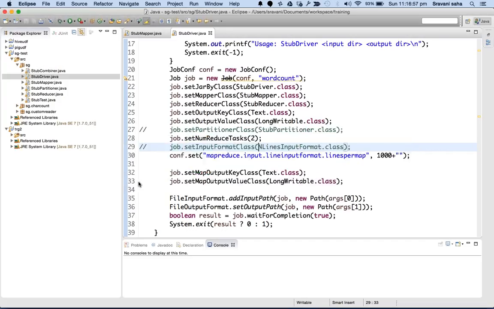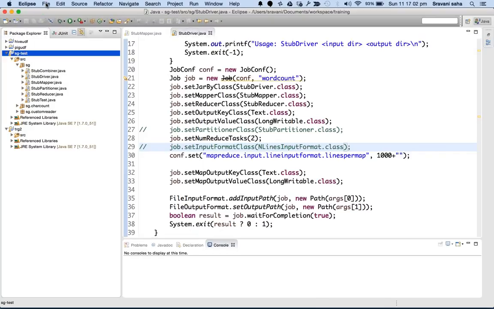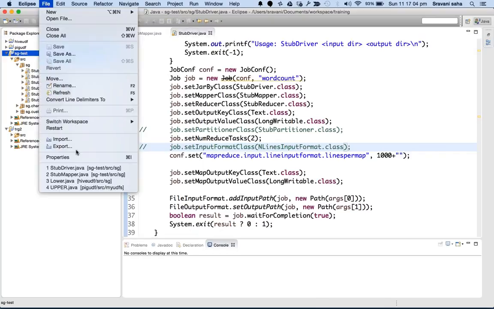Now, once you have done writing such kind of a code, what you can do is you export a jar. You could say export.